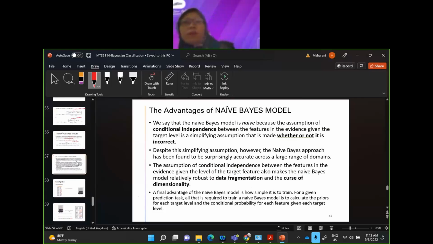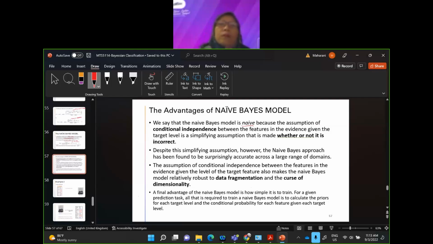There are some advantages of the naive Bayes model. The naive Bayes model is naive because of the assumption of conditional independence, because we can't use it for the general form. So what if the features are dependent on each other? Then we can't use naive Bayes.